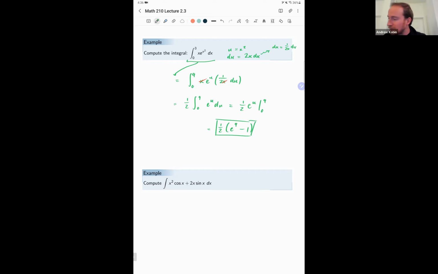Otherwise, take some time to read this through and practice more. Use u-subs on your own. These are good techniques to know. So you can see the next example will be a few slides later, but I'm going to switch back to the slides so we can build up to that point.